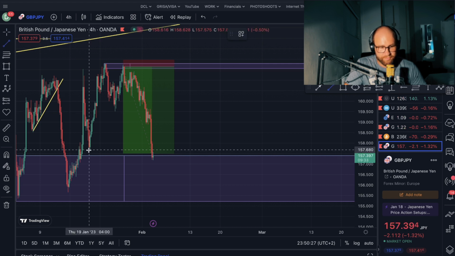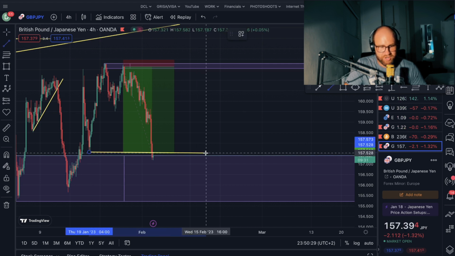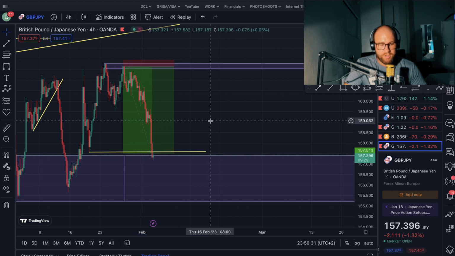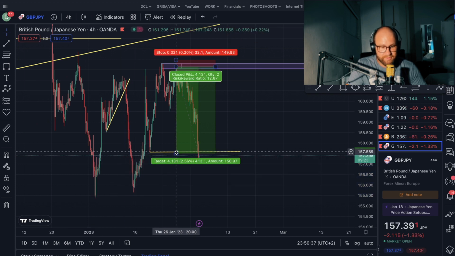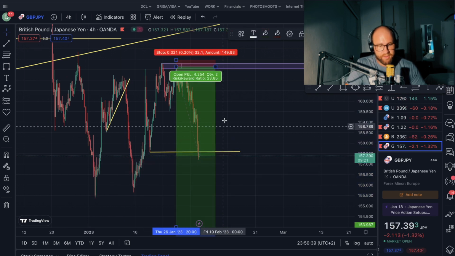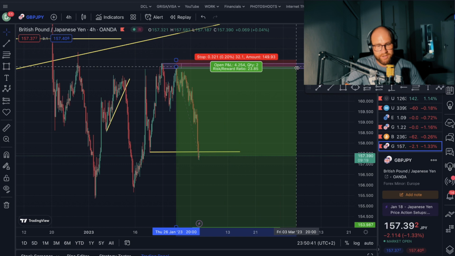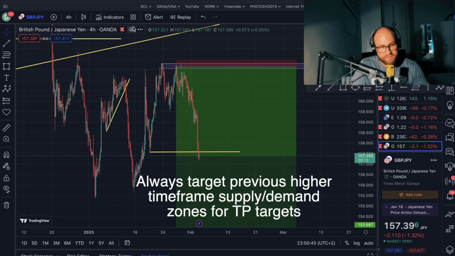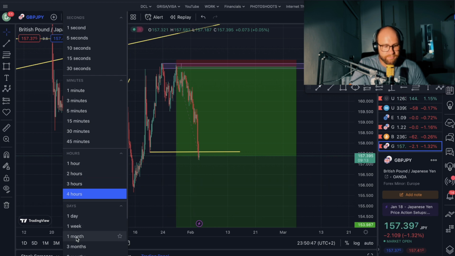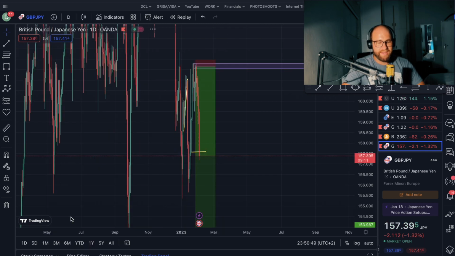And this is only if. Look at this. We broke structure there as well. Which now means we are already going to tap into an already tapped demand zone. So we can remove that. And what did I say? Depending on the time frame you enter in, you always chase 4-hour or daily supply zone. So let's go back out to a daily. Let's go out to daily.